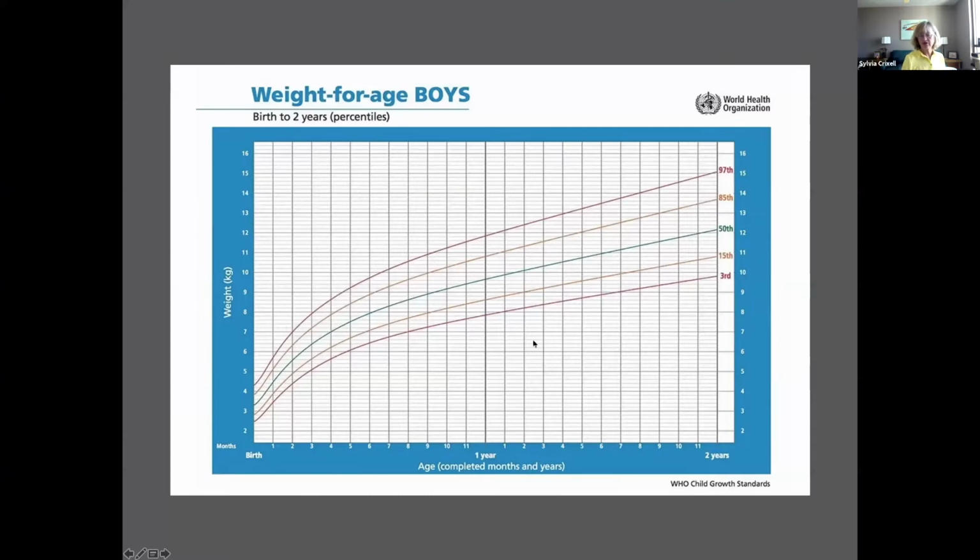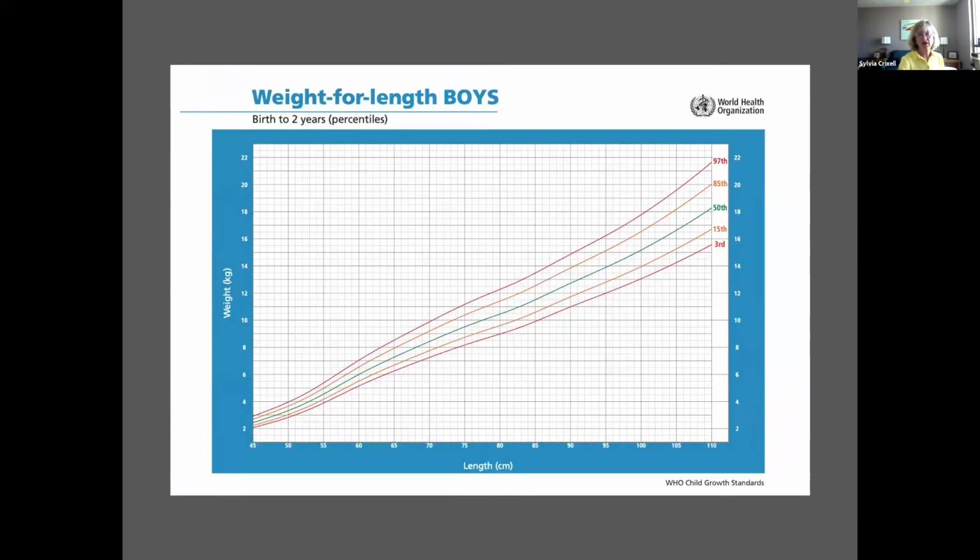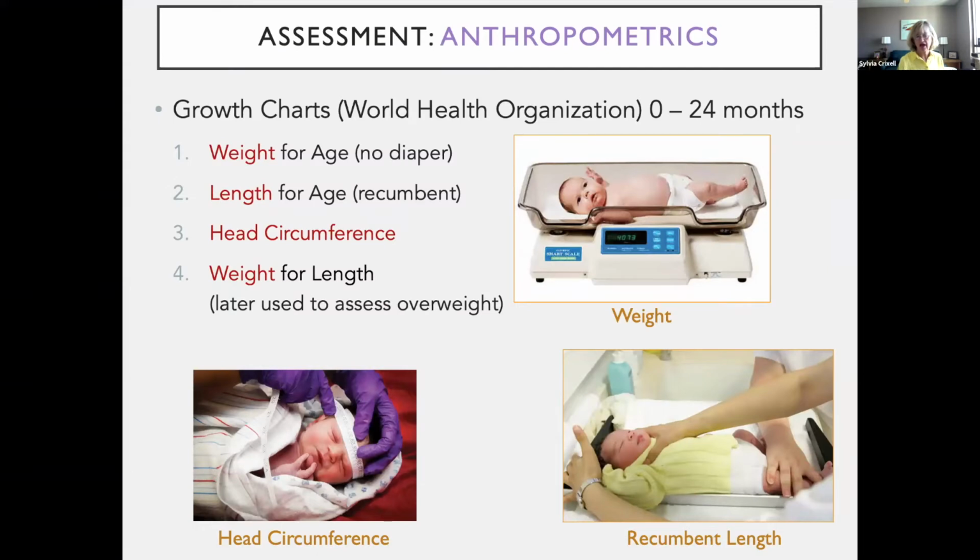Last class period, we were talking about infant nutrition, and this is a little bit of a review. We talked about anthropometric assessments, and we mentioned that there are standard assessments that help us understand how infants are growing. Weight for age is very important. Length is important too, and it's done recumbently. Head circumference, and then also weight for length. And so we gave some examples of this.